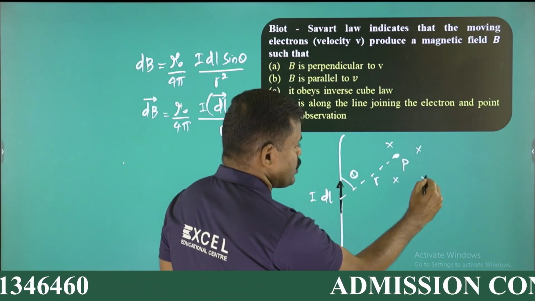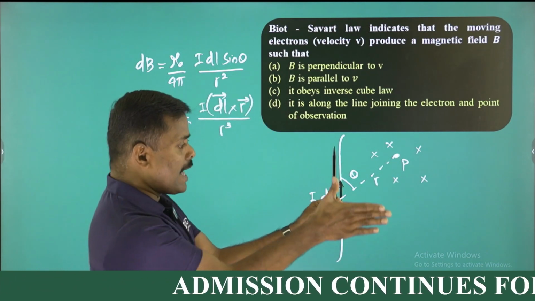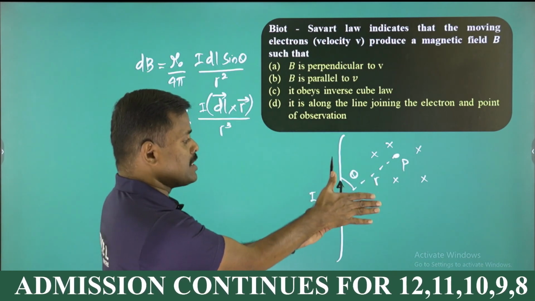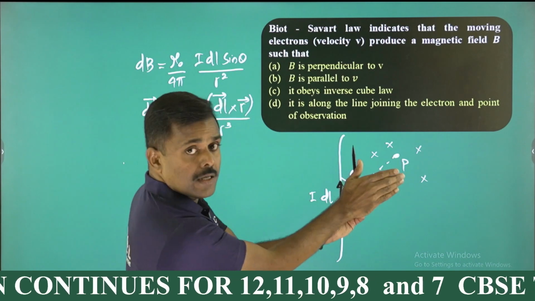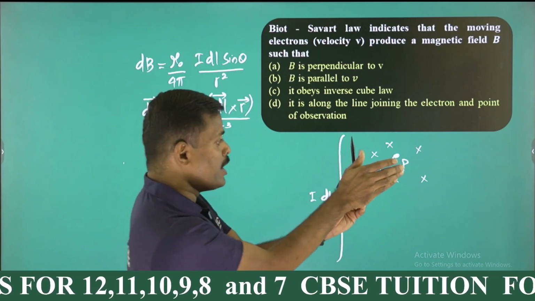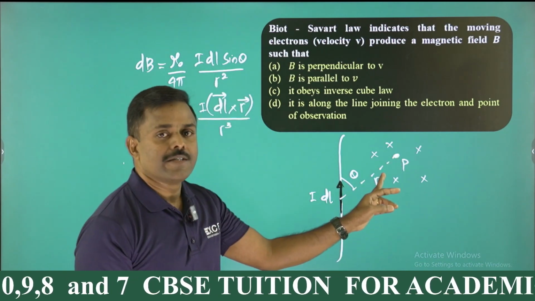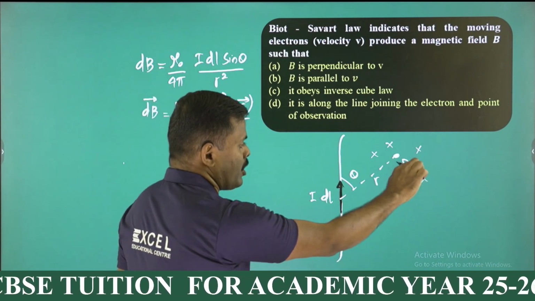Or there is another way to find this. Hold the conductor in your right hand, wrap your fingers around the conductor such that the thumb is in the direction of current. The curled fingers would give you the direction of magnetic field. Where are they going? They are going into the board, right? Into the board. So basically, the magnetic field is into the board.